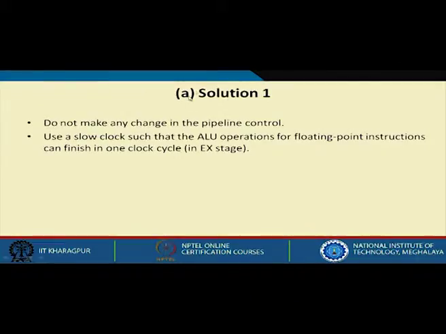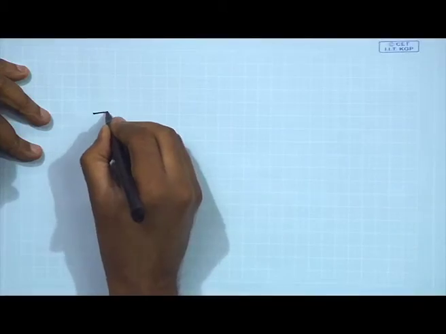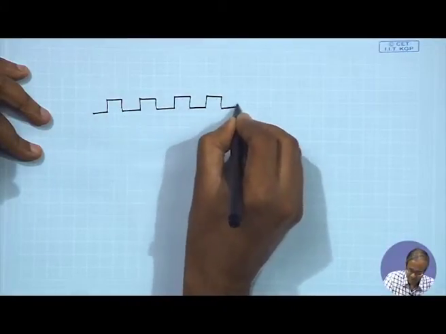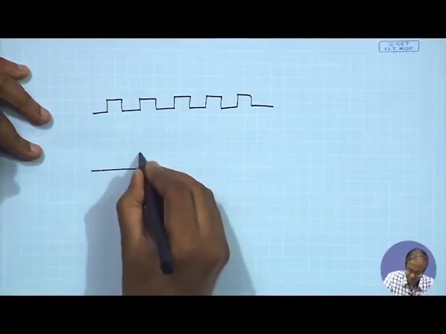So, the first and very naive solution is not to make any change in the control, just slow down the clock, as I had said, such that your operation may be more time consuming, but you give sufficient time within a clock period to complete it. So, maybe earlier your clock signal was like this, but now you make the clock like this.